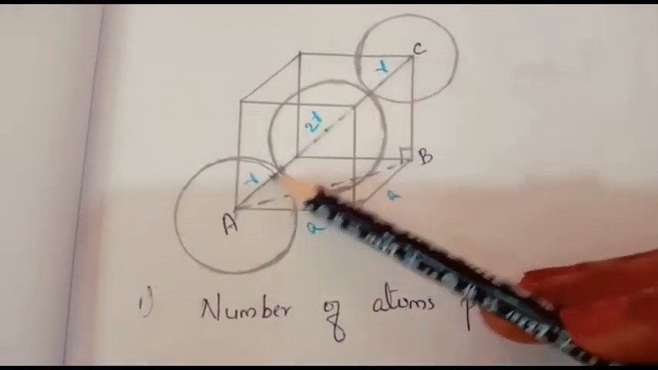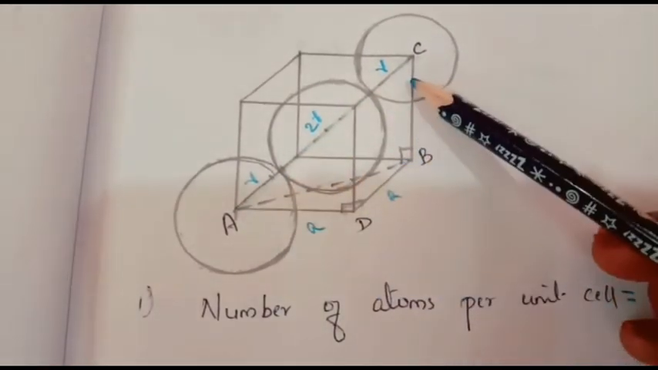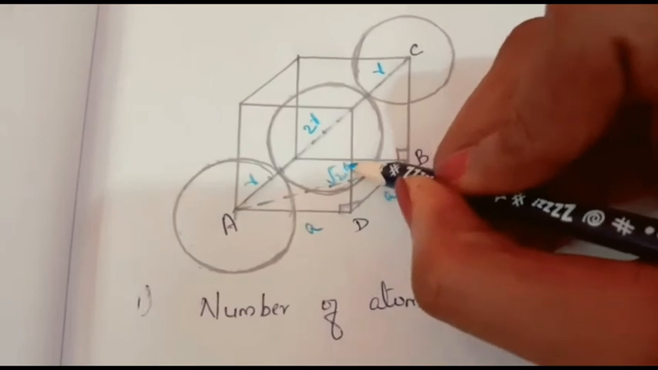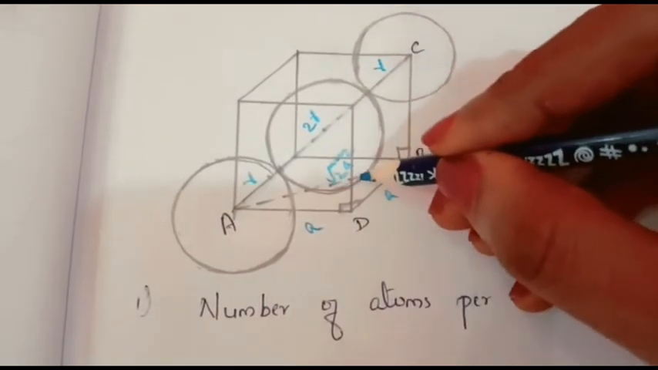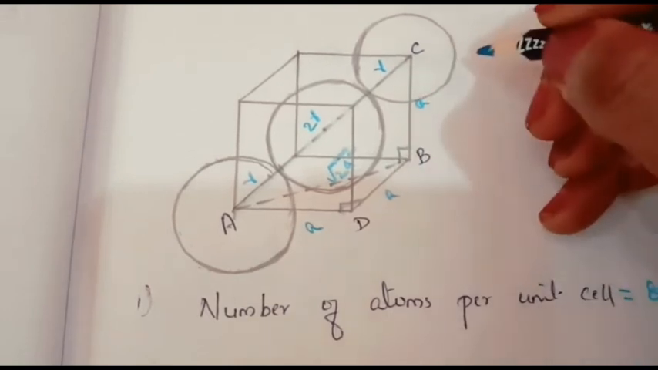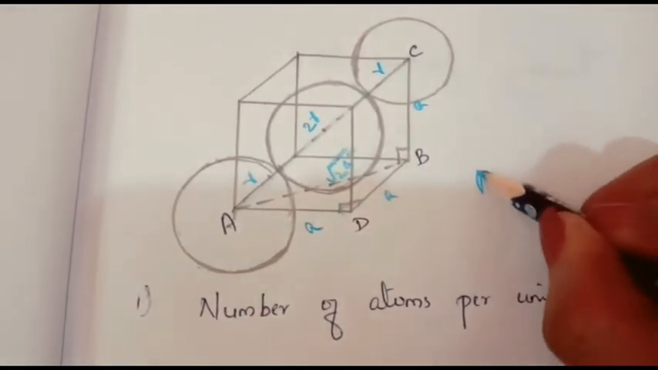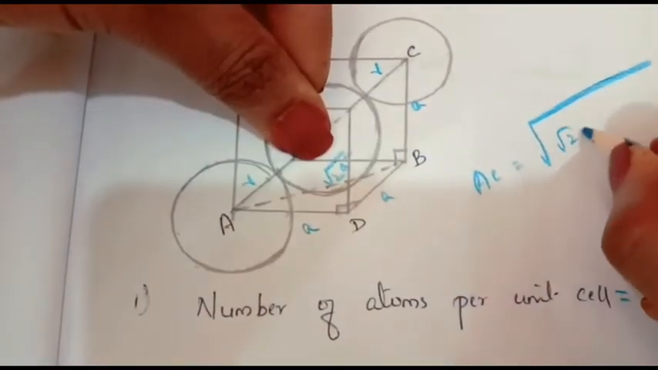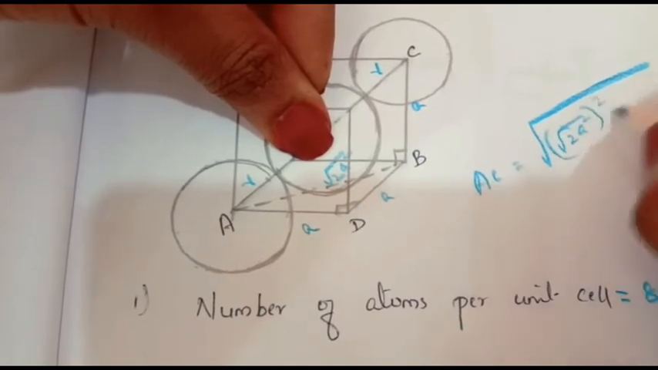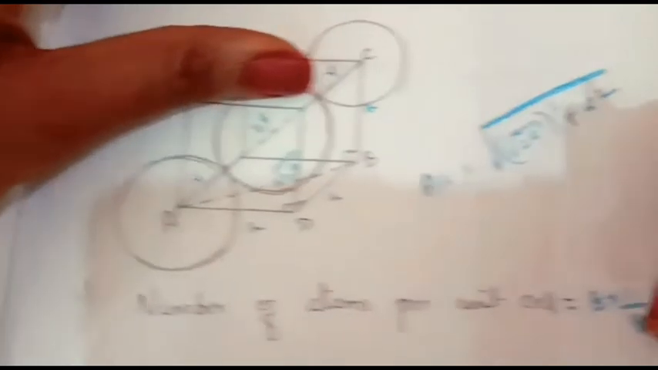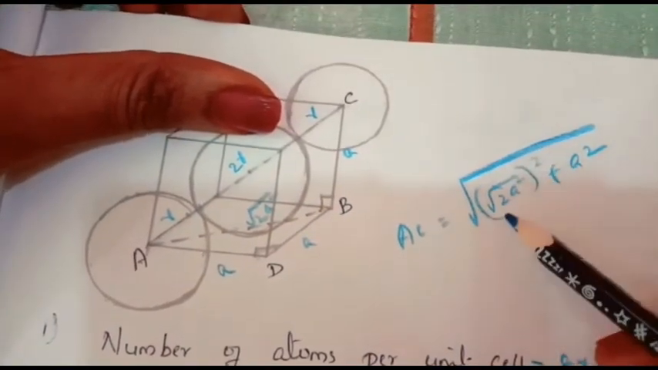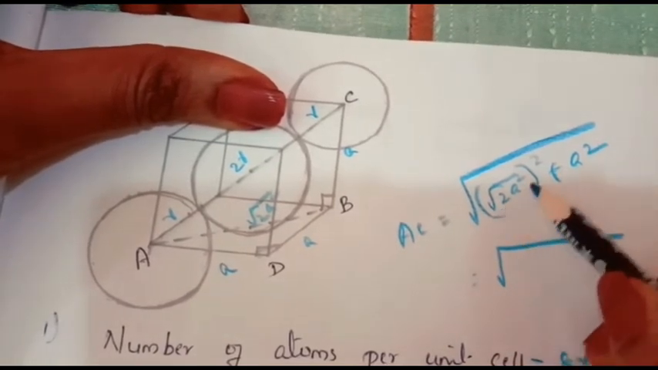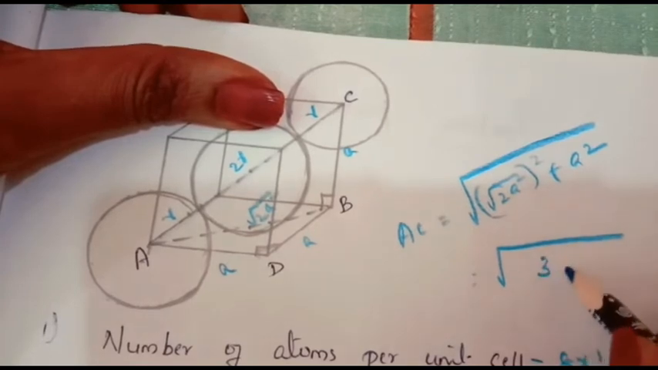So using this root 2 A square, we can find out this AC. So what is AC? Root of AB square plus BC square. What is the length of AB? AB length is root 2 A. So now we got this one is root 2 A and this one is A because this is the edge length. So AC equals root of AB square, which means root 2 A the whole square, plus BC square. BC square is A square. So AC equals root of (root 2 A)square plus A square. That means root of 2A square plus A square. That means root of 3A square.